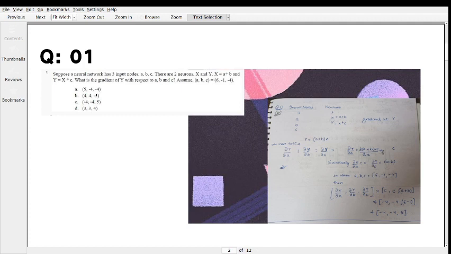Now we will put the values. Del Y by del A equals C, so minus 4. Del Y by del B is also C, so minus 4 once again. Then del Y by del C equals A plus B, which means 6 minus 1, 5. So the answer will be minus 4, minus 4, and 5, so option C.